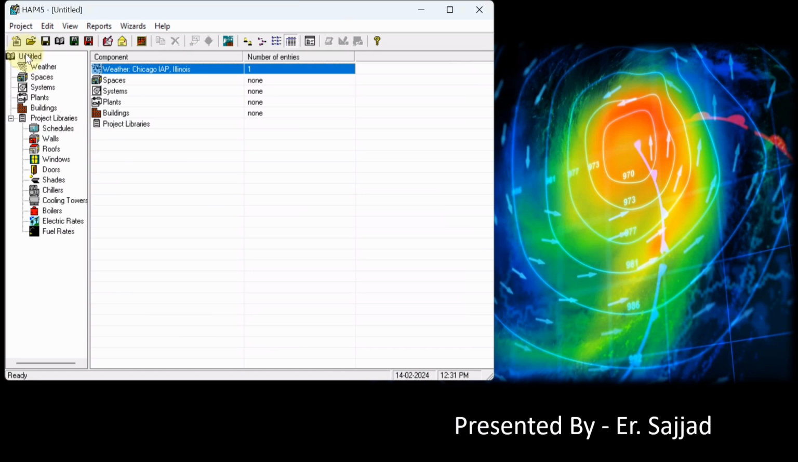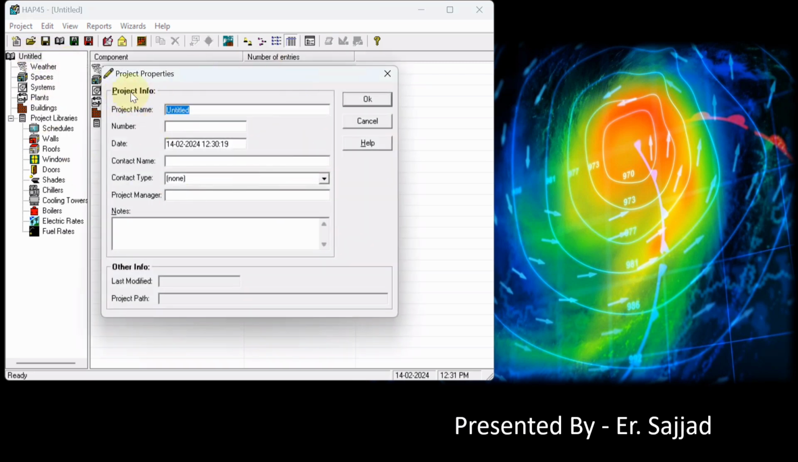Now first of all, here you can see one option is given, untitled. In this place I want to write my project name. So just right click on untitled, hit on properties. Now see the project information dialog box. Here you have to give the project information. So what is your project name? Our project is a school building, or let's say education building. So I have written school or education building.